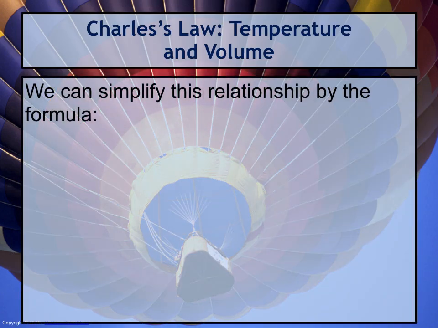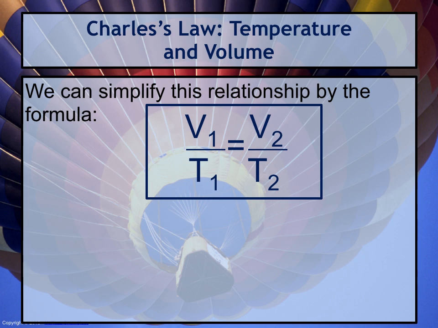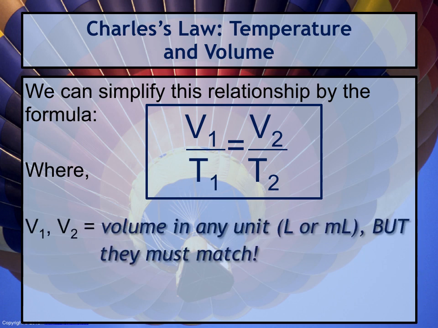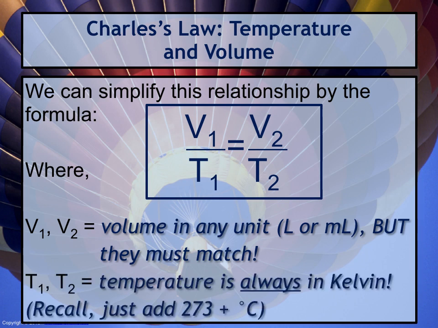We can simplify that relationship using this equation here: V1 over T1 is going to equal V2 over T2. And in this case, V1 and V2 are the volume, and that can be in liters or milliliters, but it has to be the same. And T1 and T2 are the temperatures, and those always need to be in Kelvin. In order to convert a temperature from degrees Celsius to Kelvin, you add 273. So if you had something that was 30 degrees Celsius, in order to convert that to Kelvin, you would take 30 and add 273. The temperature would be 303 Kelvin.